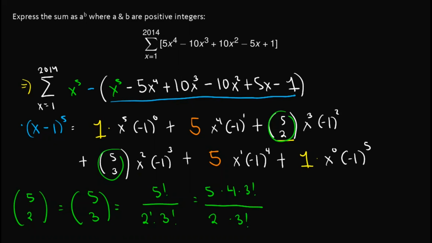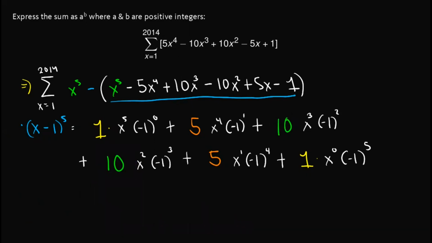is simply 2. So cancelling some of this out, and this one, this would leave us with 5 times 2 or 10. And so we know that the combination of 5 and 2, as well as 5 and 3, is actually 10. So we can replace this one with 10 and this one with 10.